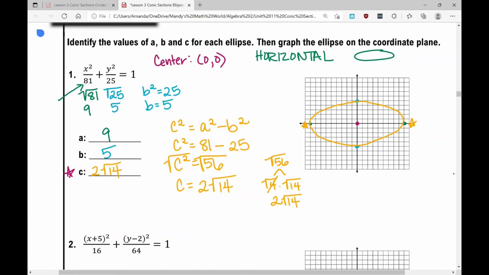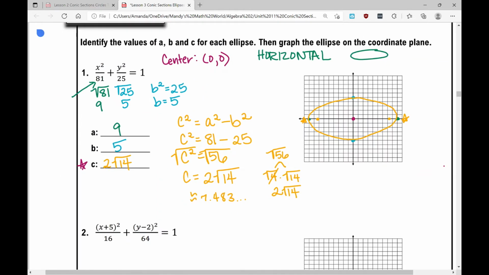Now, a lot of times, if you're ever asked to graph 2 square roots of 14, well, if you plug that into your calculator, you get approximately 7.483, and so on. So I know the foci are about 7 and a little more out, so it's like right there, and like right there on the other side. So those are where my foci are, which you don't have to graph on here. It's not asking you to, but if you're ever asked to, that's how you would.